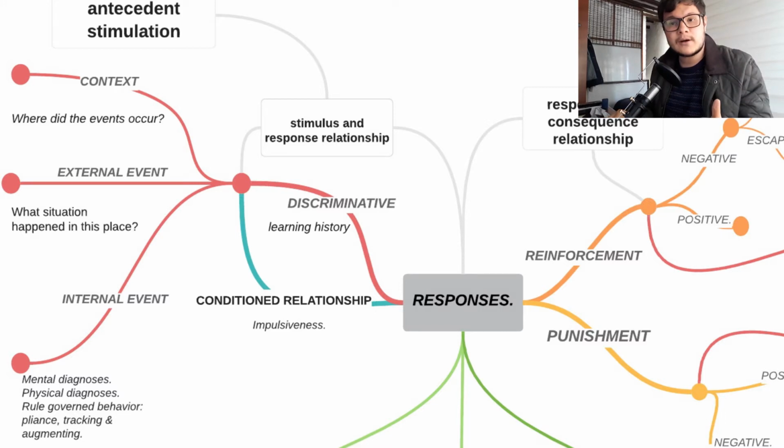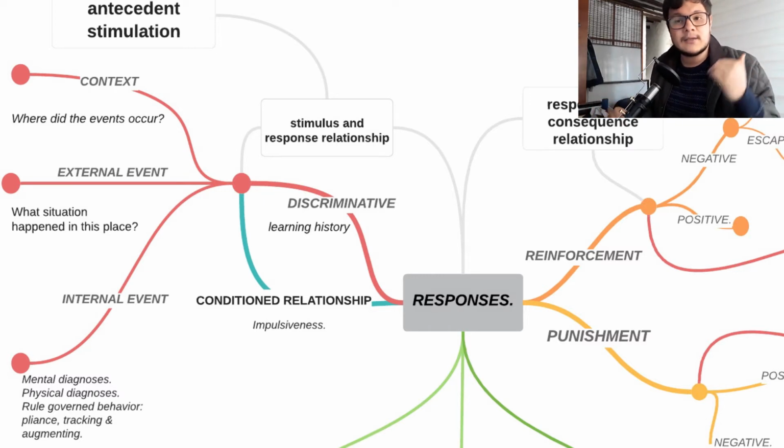The second part is external events. What situation happened in this place? For example, discussions, quarrels, fights, contact with objects, contact with a chemical substance, contact with other people are the situations that happen in the context.